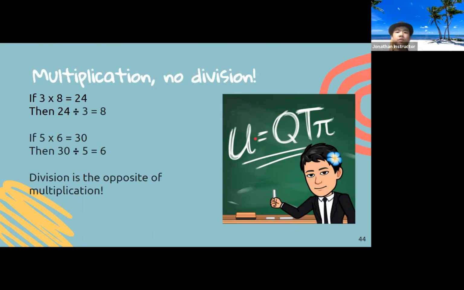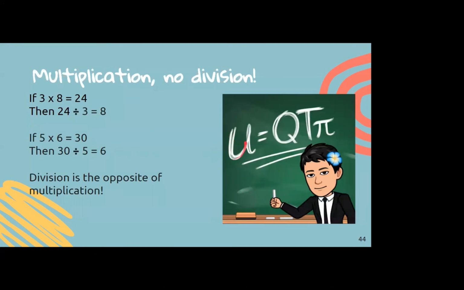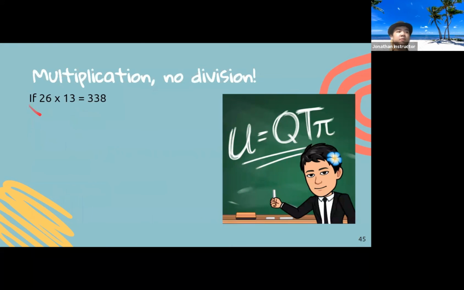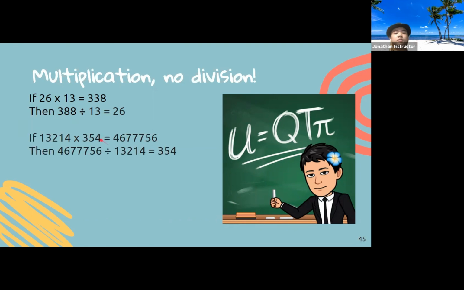Also, if you couldn't tell, this is equal. This thing on the board says you are a cutie pie, which is a little pun I put in there. So if this is true, 26 times 13 equals 338, then 338 divided by 13 is equal to 26. If this big number times this number is equal to this big number, then this number divided by this is equal to this. So this is the official definition.